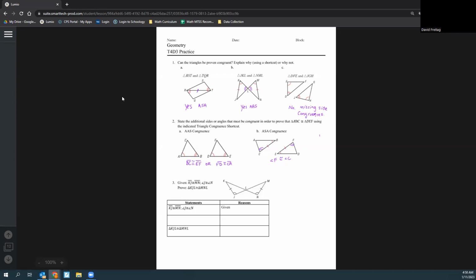Looking at number 3, it's a proof. It says given line KJ is congruent to line MN and angle J is congruent to angle N. I want to prove that those two triangles are the same. Well, I already have beginnings, and I can either do angle, side, angle, which means I'm doing K and M, or I can do side, angle, angle, or angle, angle, side, which means I need to deal with angle L.